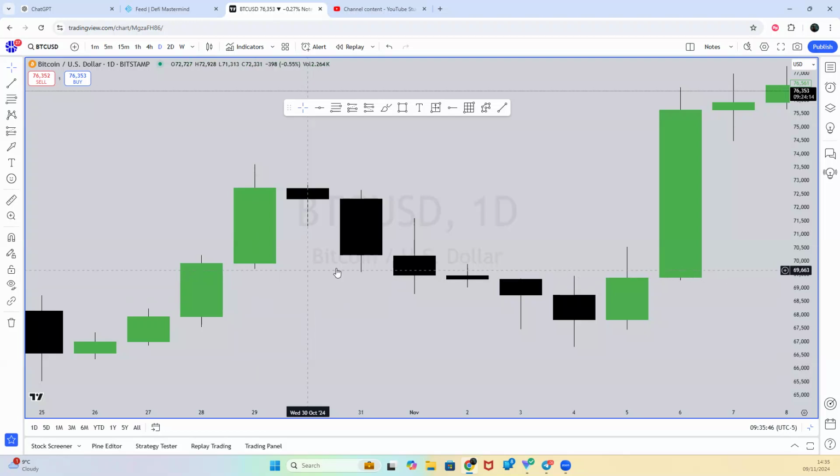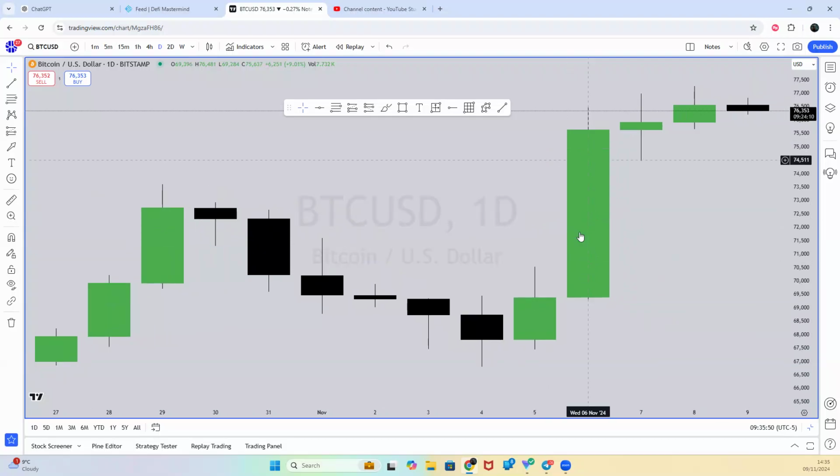Well, the first thing I would say is that a candle like this is showing a huge amount of bullish momentum. So it opened here at 69,384. And if you hover over a candle and look at these numbers at the top, it'll give you the exact figures. So it opened at 69,396 and the low was 69,284. So it barely went down at all.